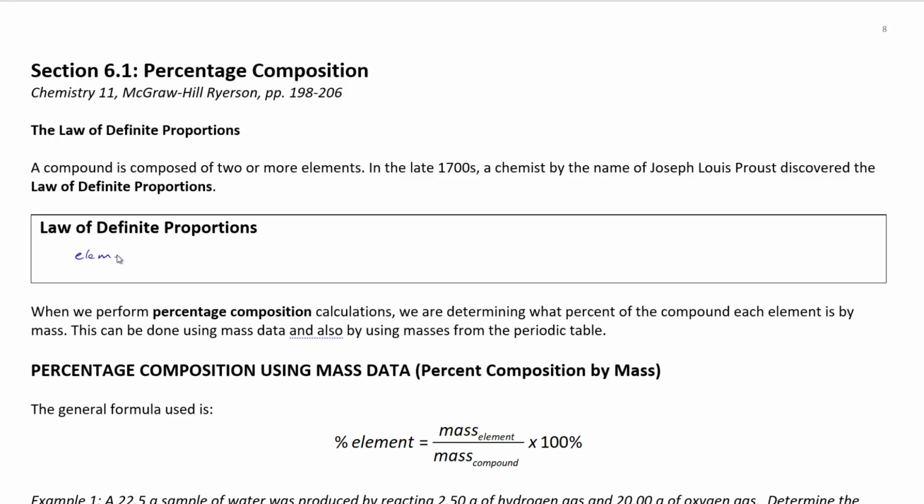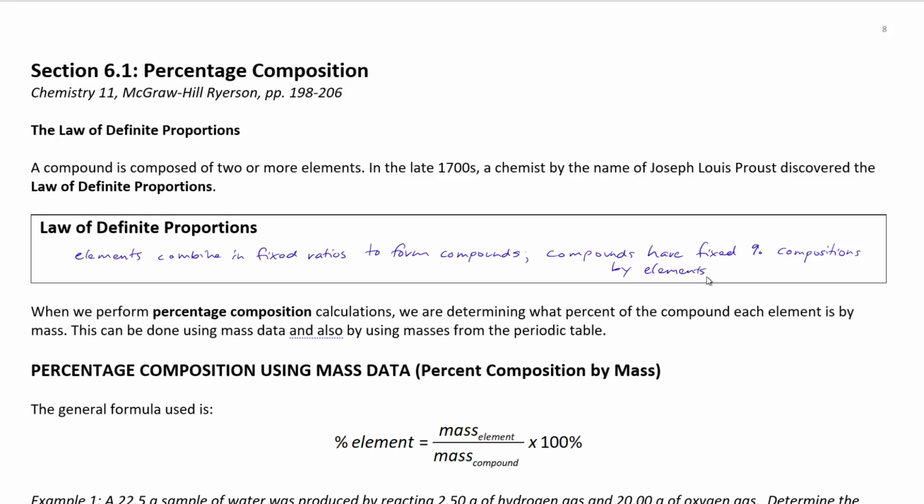Elements combine in fixed ratios to form compounds. So that is to say, compounds have fixed percentage compositions by elements.